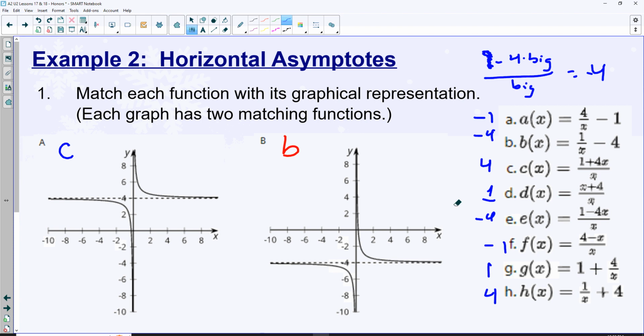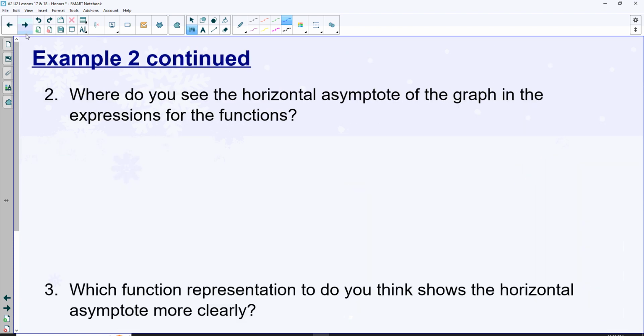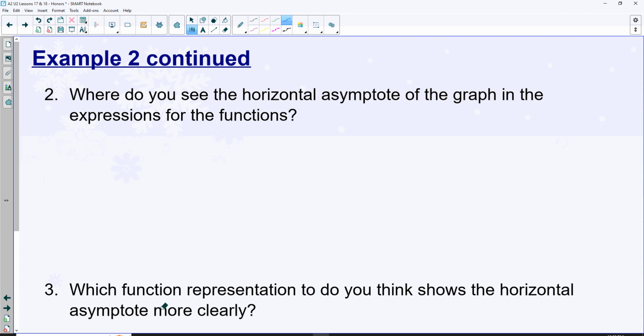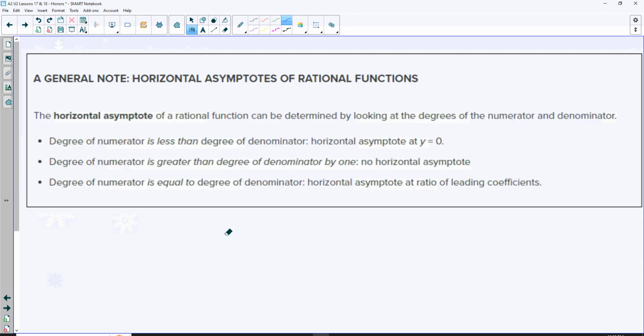X over x is 1. Negative 4x over x is negative 4. Negative x over x is negative 1. And the whole numbers are getting drowned out in those situations. Fascinating. Okay. So which functions represent it a little more clearly? I mean, clearly the ones where the numbers were on the side, sure. Okay, so here's a general rule.